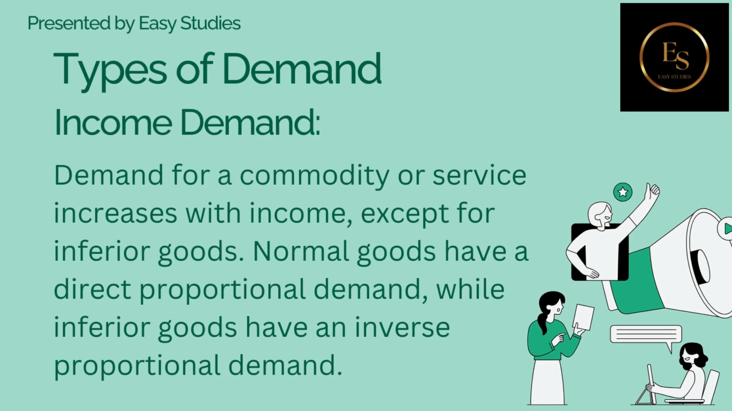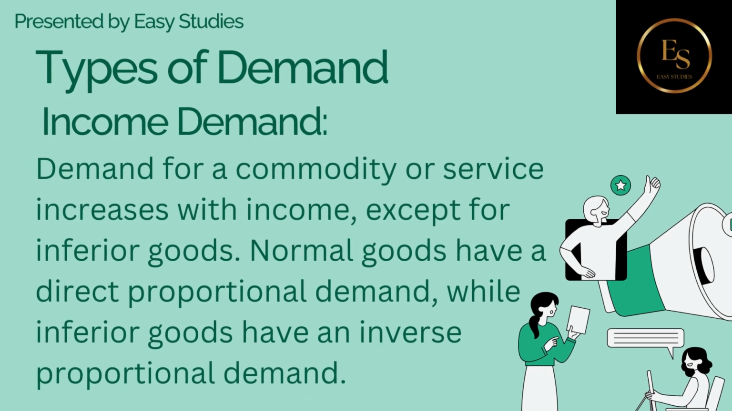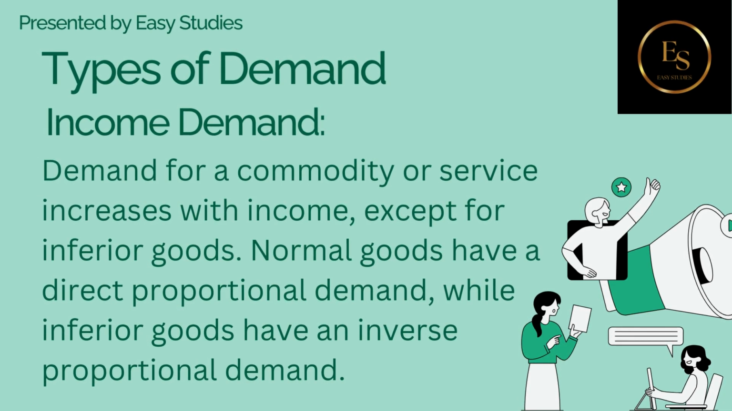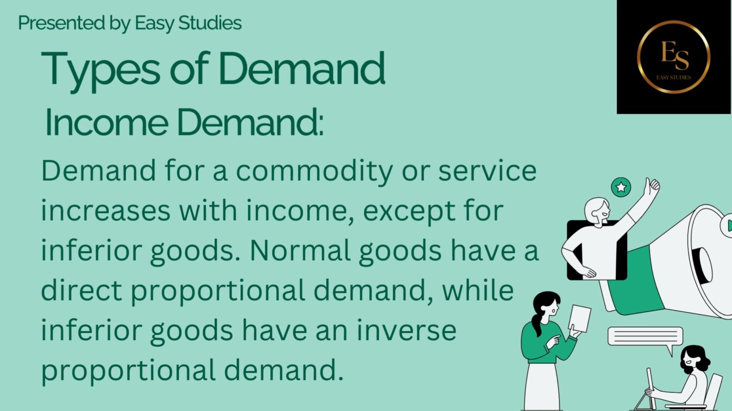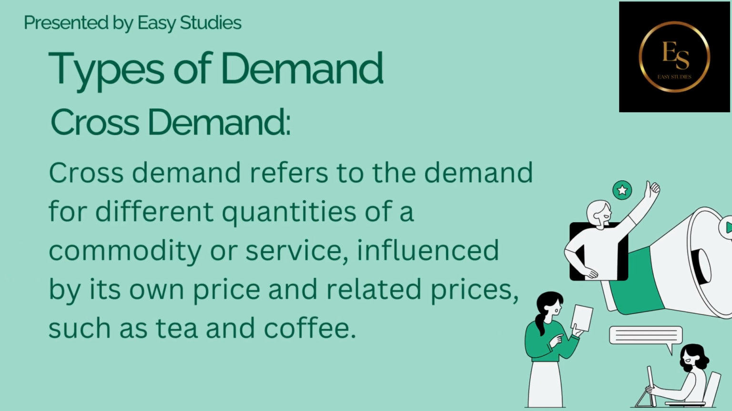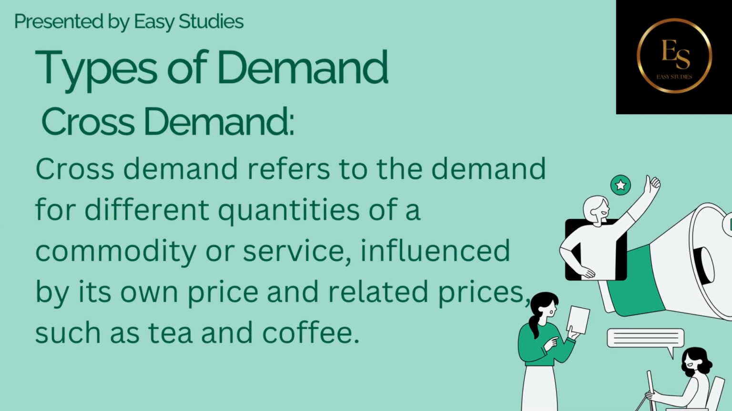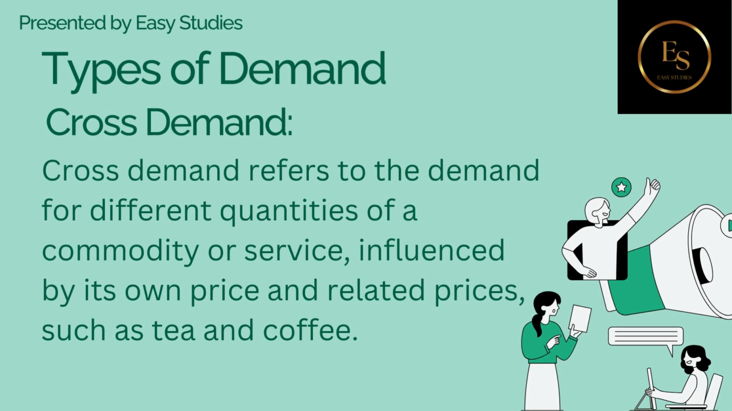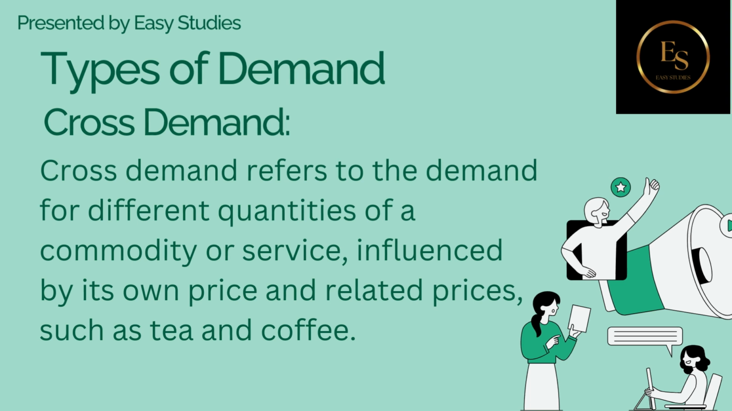Income demand refers to the demand for different quantities of a commodity or service at different income levels, increasing with income, except for inferior goods, and being directly proportional for normal goods. Cross demand refers to the demand for different quantities of a commodity or service that depends on its own price and the price of related goods and services. For instance, tea and coffee are considered substitutes, and when tea's price increases, people switch to coffee, resulting in an increase in demand for coffee.